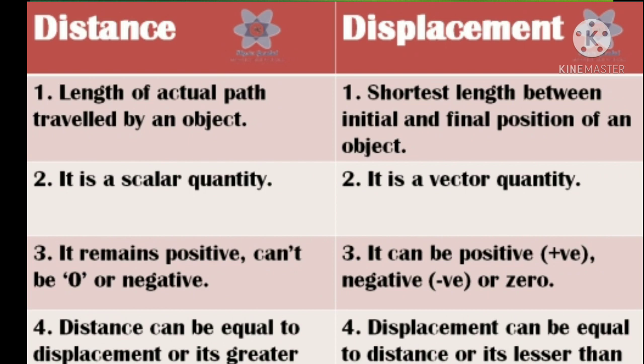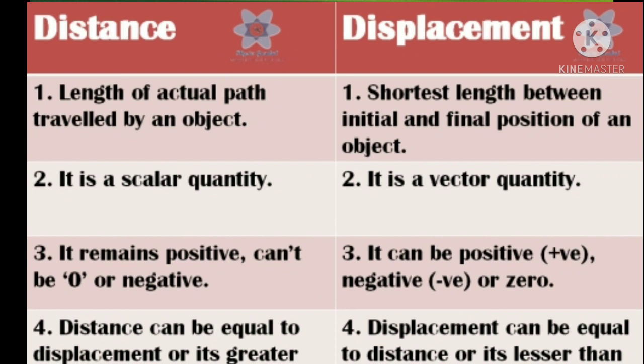Next point, distance is a scalar quantity. Why is it a scalar quantity? Yes, distance has only magnitude, it does not depend on the direction. Okay, so it is a scalar quantity. Already we studied what is scalar and vector, isn't it? A scalar quantity has only magnitude, but a vector quantity has both magnitude and direction.